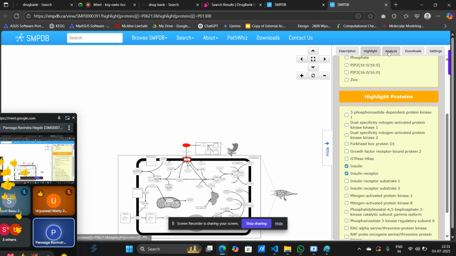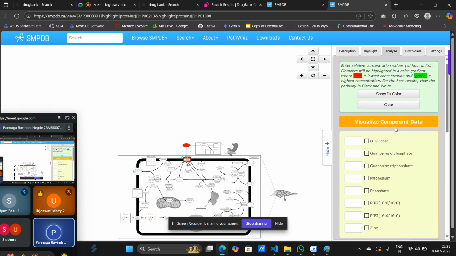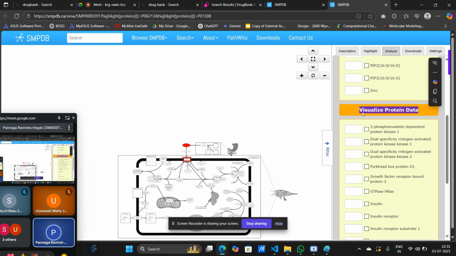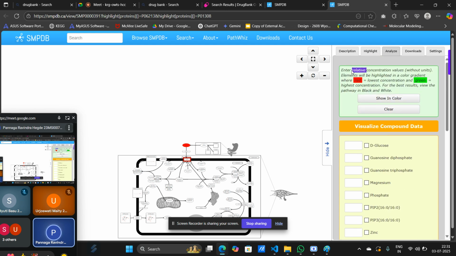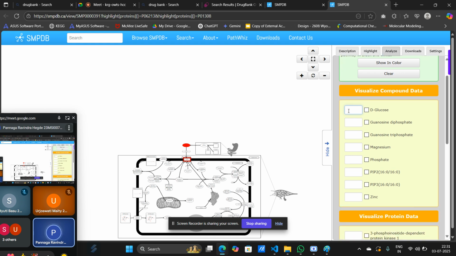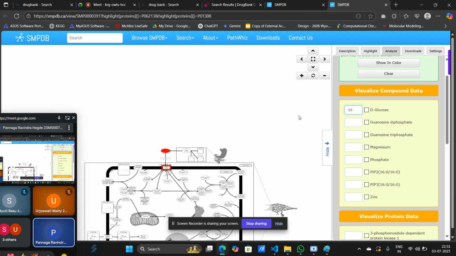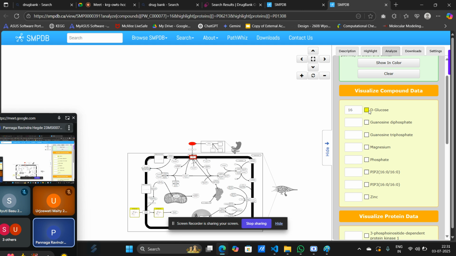Okay. Now coming to this analyze tab, you have again two different sections, visualize compound data and visualize protein data. And if you read what is written here, it says red color represents lowest concentration and green color represents highest concentration. So we have to enter the relative concentration values without units. I have no idea what to write. If I just write 16 here, it is in yellow color.